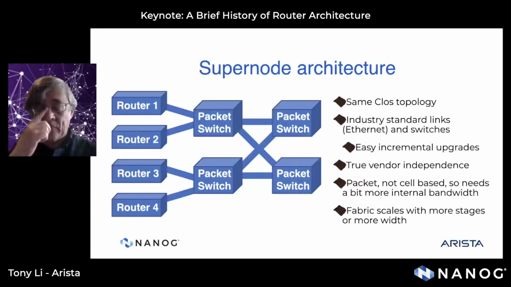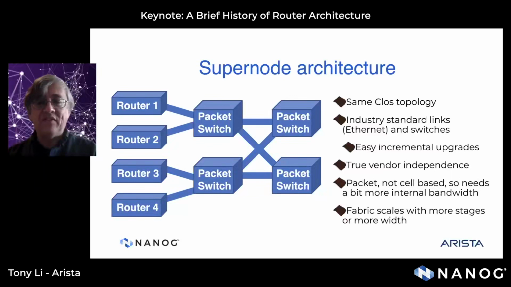What can you do? Well, we'd like to propose the same idea, but let's use packet switches instead. Let's use Ethernet between the switches. And now this does look very much like a leaf spine or super spine architecture. But underneath it, it's really a closed topology because we're using Ethernet and we've got industry standard links. We've got industry standard switches.